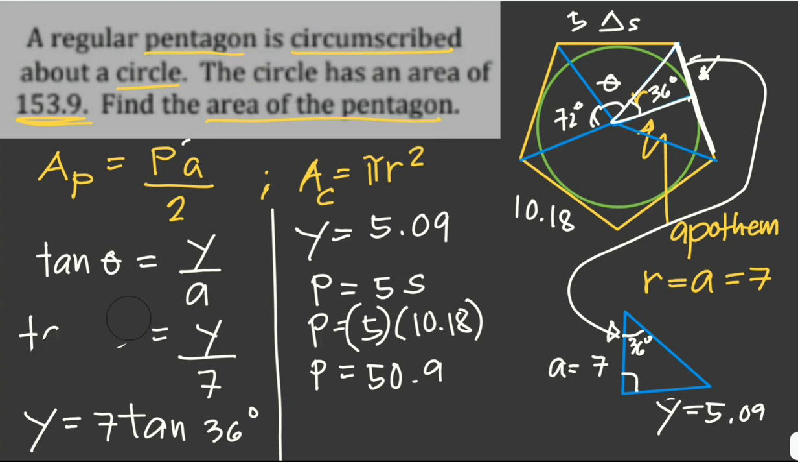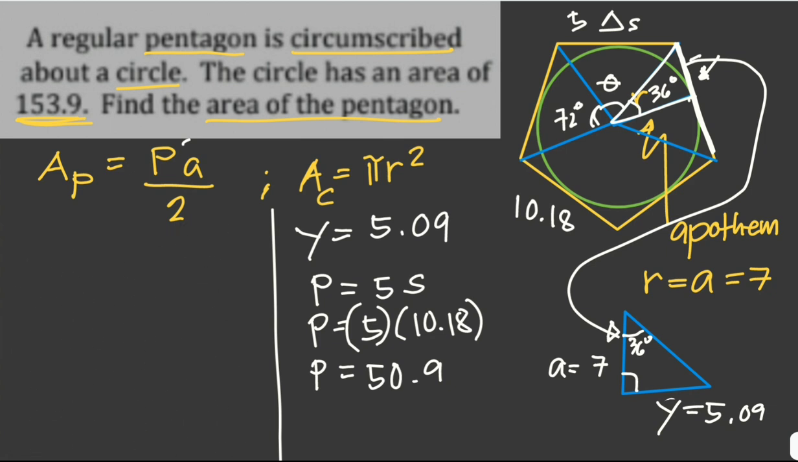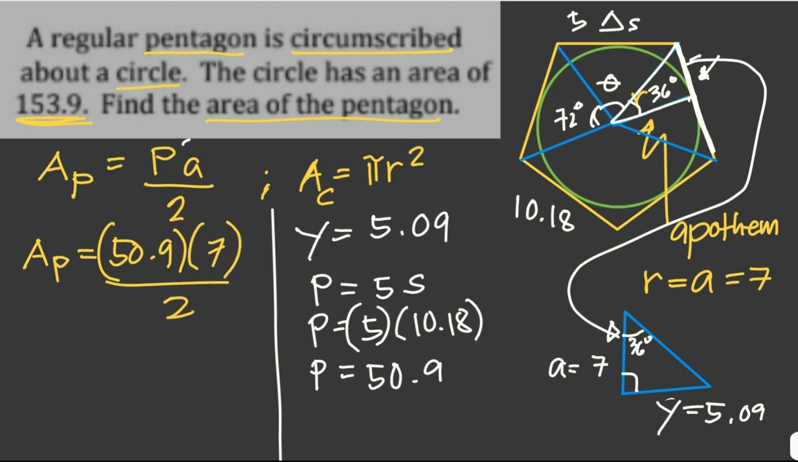And now we can solve for the area of the pentagon. So the area of the pentagon is just equal to the perimeter, which is 50.9, times the apothem, which is 7, divided by 2. And this is just equal to 178.15.